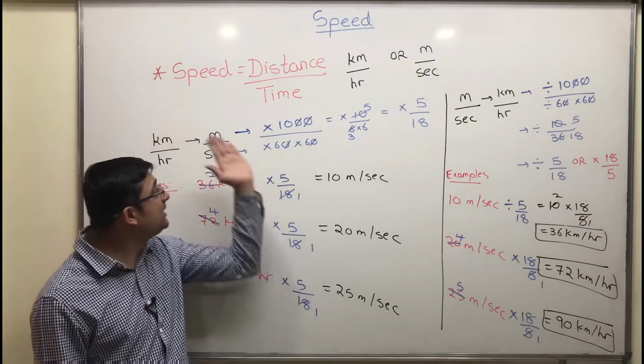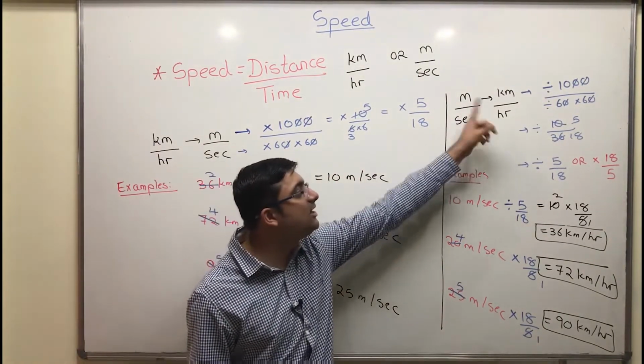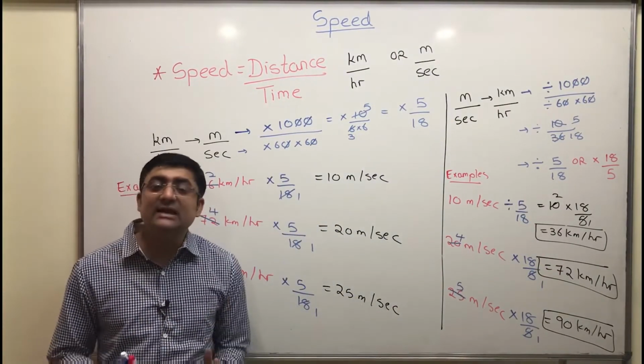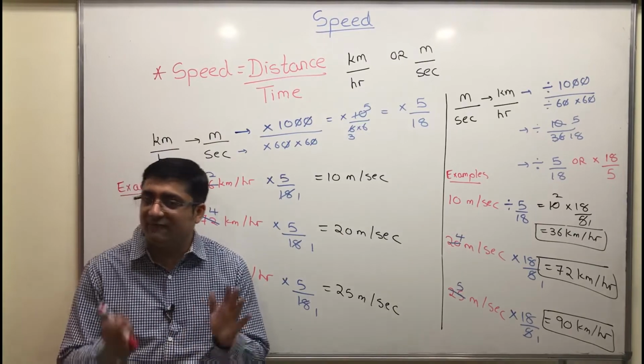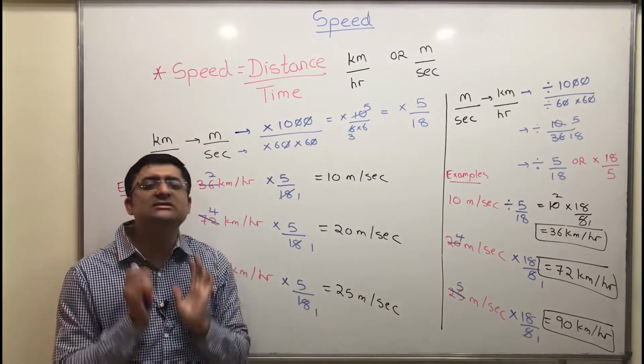So remember guys, kilometer per hour to meter per second, into 5 by 18. Meter per second to kilometer per hour, into 18 by 5. There should be no confusion. In case in the exam you're confused, do I multiply by 5 by 18 or 18 by 5? You can always derive it. Or I'll teach you a very simple technique.